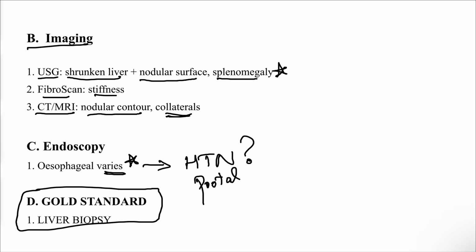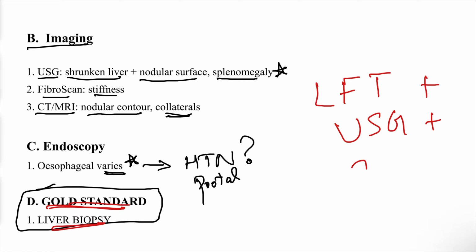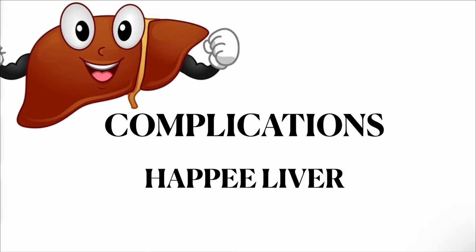And the gold standard, if needed, is biopsy. Liver biopsy is very important. So the investigations, putting them all together, it is basically LFT plus USG plus scope. So this is all you're doing during the investigation.